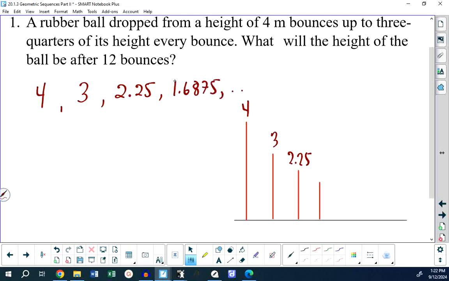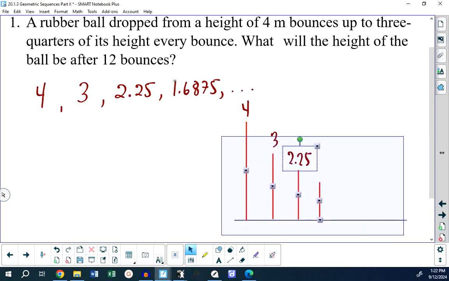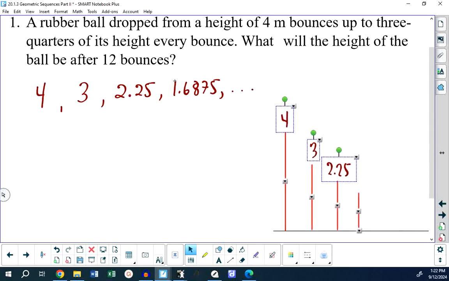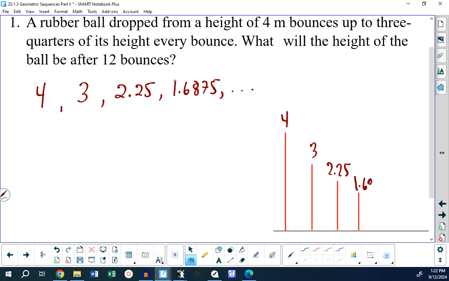And this continues on. I mean, mathematically it continues forever, but sooner or later the ball is going to lose energy and it's going to stop bouncing. Okay? But this is what's going on. So I hope that everybody understands these numbers. I can even put in this 1.6875. These form a geometric sequence, because each term is found by taking the previous term times 0.75. All right?